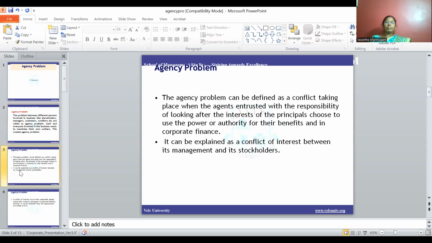Next, the agency problem. In a simple way, I will explain what the agency problem is. The agency problem can be defined as a conflict taking place when agents entrusted with the responsibility of looking after the interest of the principal choose to use the power or authority for their own benefit. In corporate finance, it can be explained as a conflict of interest between management and stockholders.